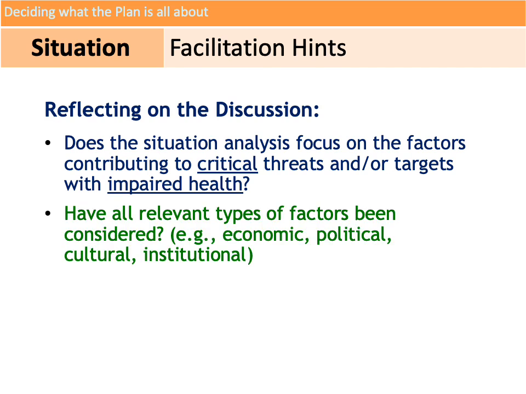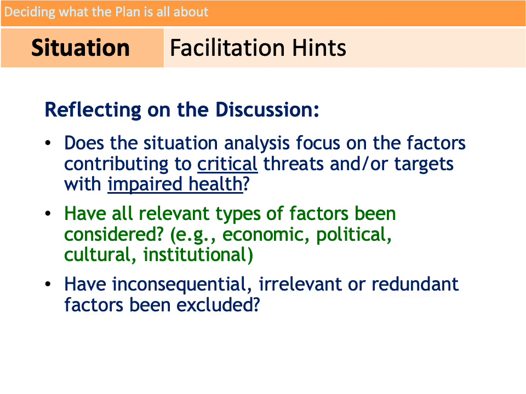You also want to think, have all the relevant types of factors been considered? Have you thought about the economics of the situation, the politics, cultural influences, institutional influences? And then touching back on that top point we made, go through and think about whether there are things which are not really important or redundant, and can you tidy up your diagram by excluding those.